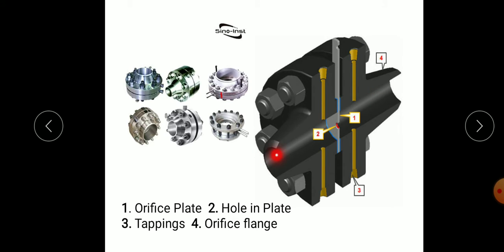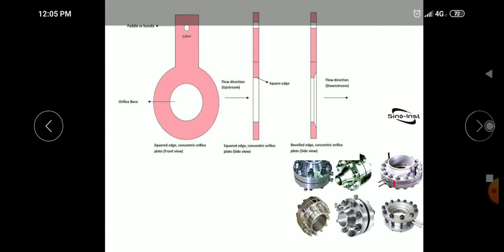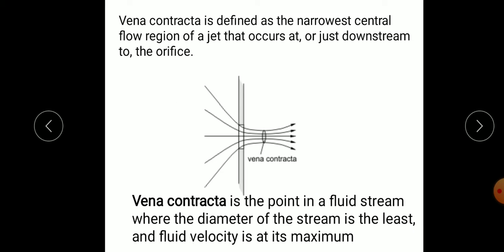As the flow takes place, because of this obstruction to the flow, there will be pressure energy conversion into kinetic energy, and we can measure the drop in pressure across the orifice. This is the orifice plate shown here. It is a simple construction, a concentric orifice plate, and this is the flow direction. Another type is the bevel edge orifice plate. So these two types of orifice plates are used.